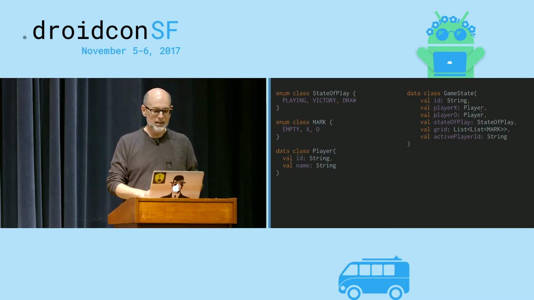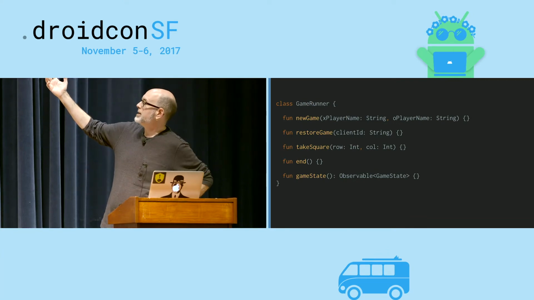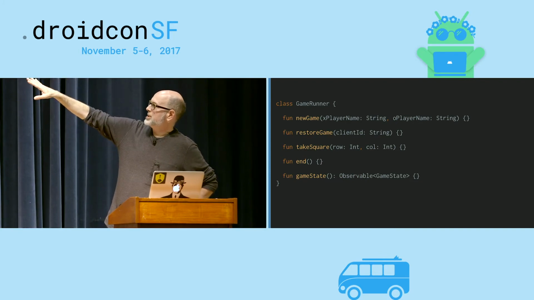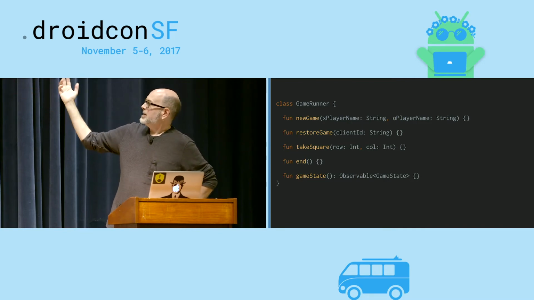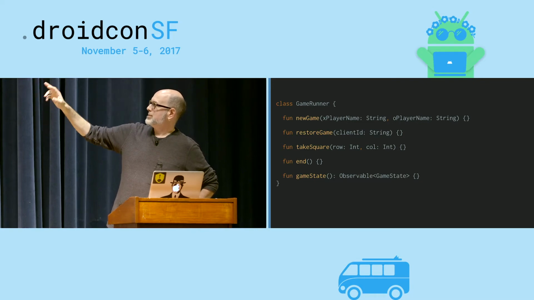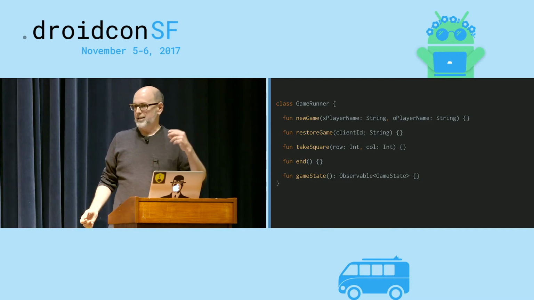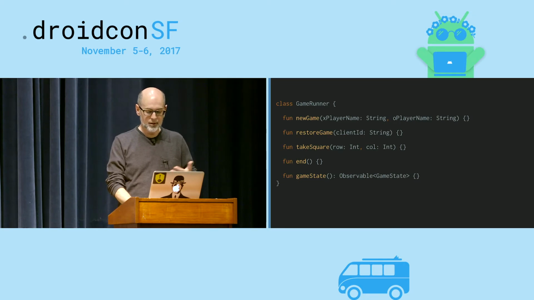game session. The API for the brick itself, the game runner, could look something like this, where I've got functions to either start a new game, given a couple of player names, or to restore a game. I've got a function to take a square when the appropriate thing happens, and I've got a function to quit the game early if I want to. And in order to actually render the game, I've got a single way to get state out of it. This one game state observable that I subscribe to, it gives me the initial state, and it gives me the updates. That's all of the traffic that I can do in or out of this thing.